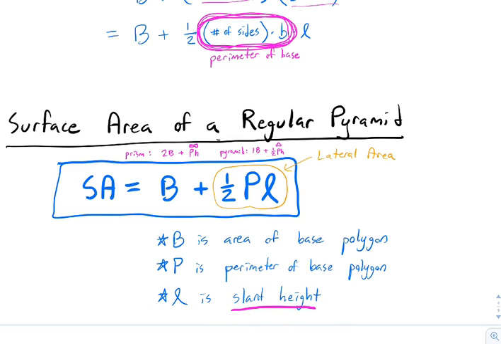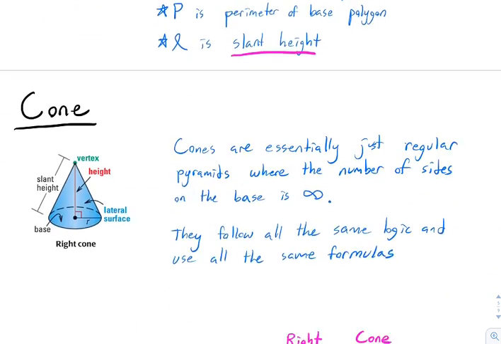Okay, and then one other thing, any problem could just ask you to find the lateral area, not the entire area, but just the lateral or side area, ignoring the base. And it's totally okay if that comes up. The lateral area is just ignoring the base, and the rest of it, the 1/2 PL, would be the lateral area. Okay.